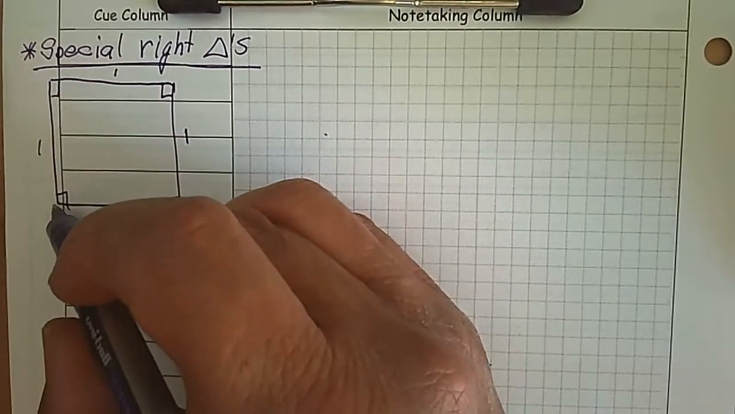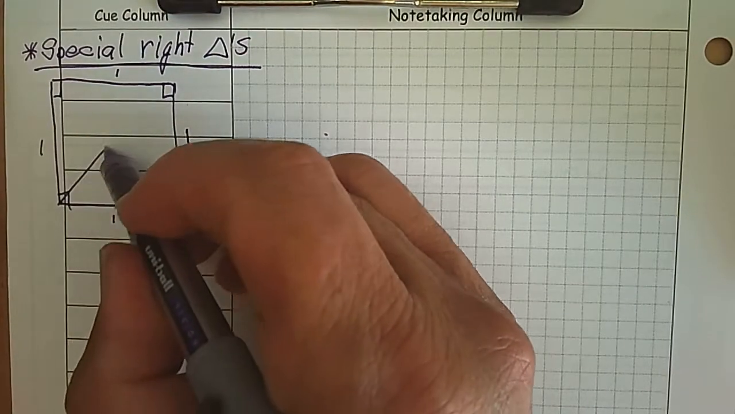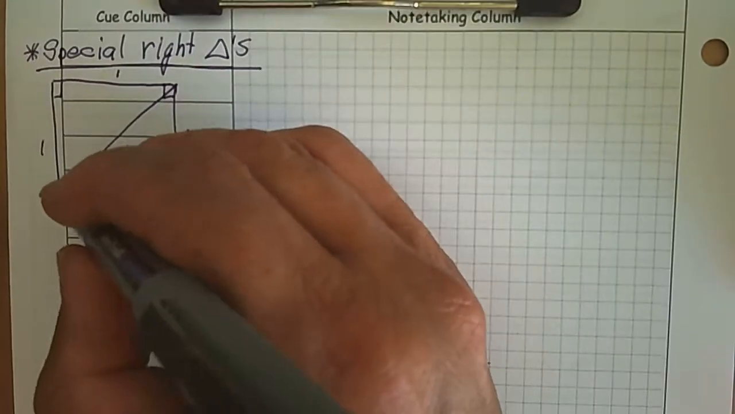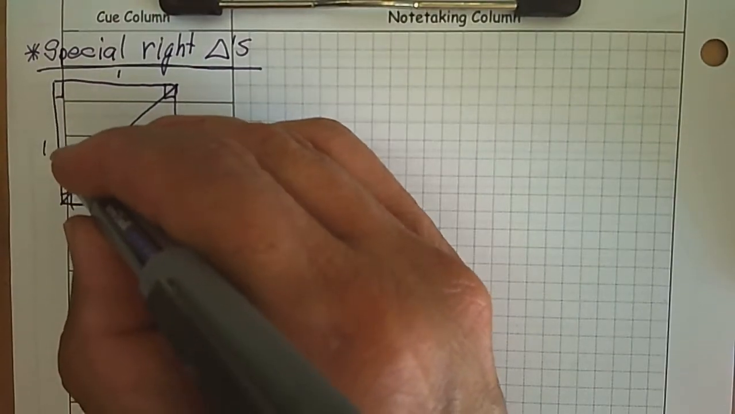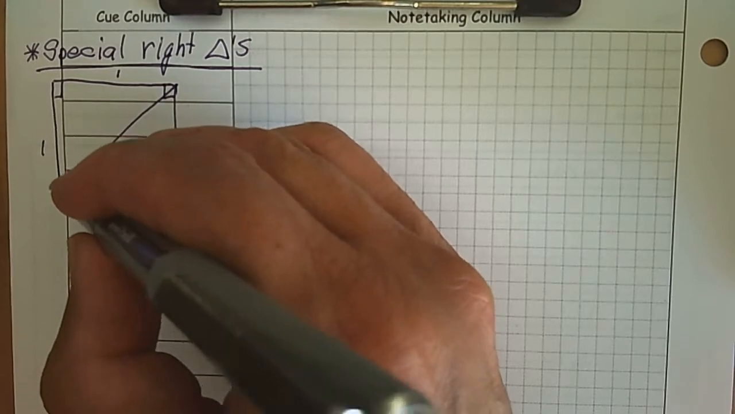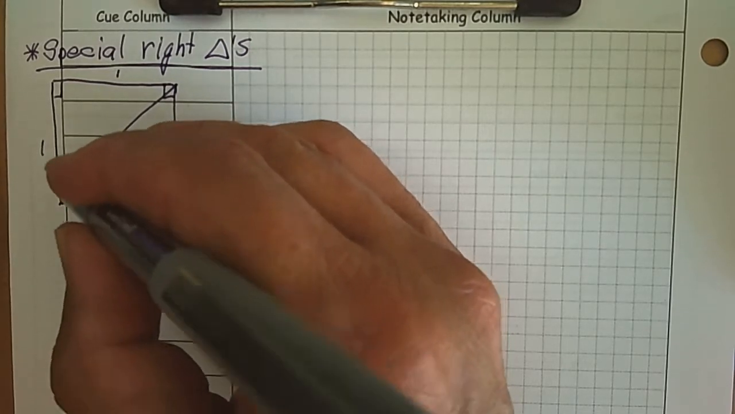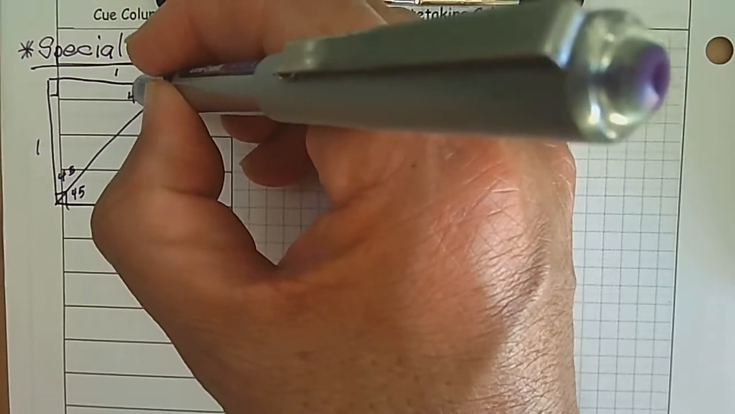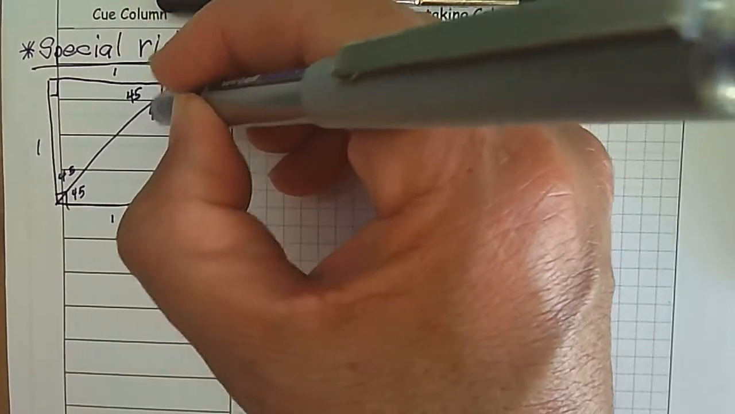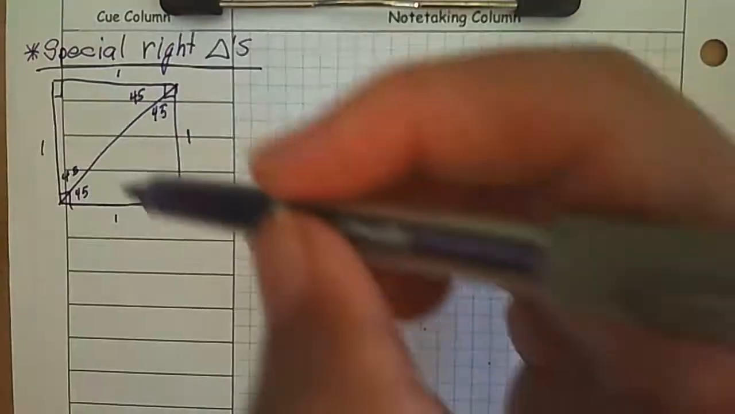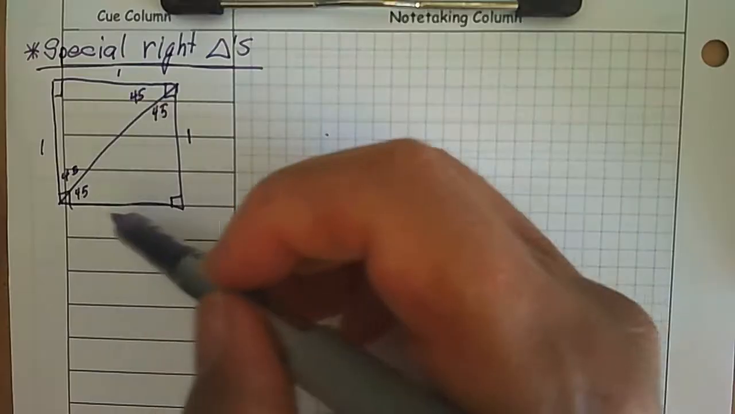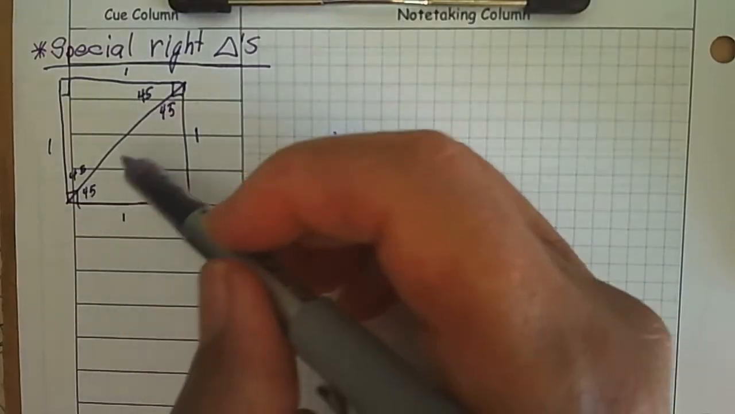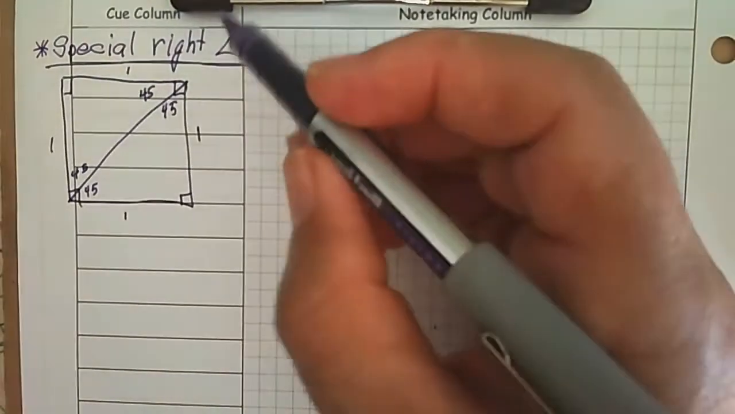Now, if we draw a diagonal, then this used to be 90, now it's 45, 45, because 45 plus 45 will give you 90. And same thing right here, 45, 45. Now, if you notice, I know everything about that triangle. The only thing that I don't know is the hypotenuse.